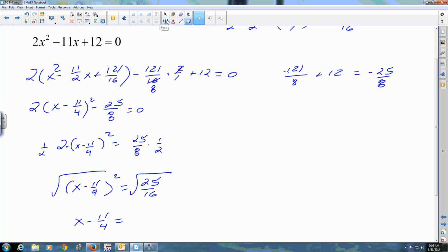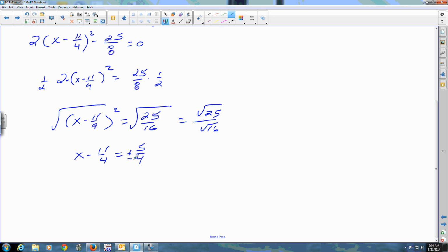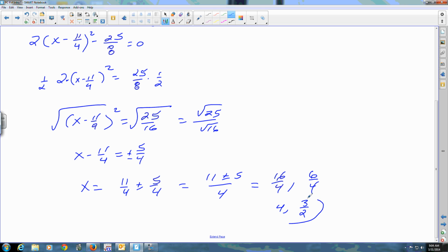So square root of 25. What I'm doing is I'm splitting this: square root of 25, square root of 16. So I have 5 fourths, plus or minus. Then you need to add the 11 fourths over. So you have 11 fourths plus or minus 5 fourths. So that's 11 plus or minus 5 over 4. So 11 plus 5 is 16 over 4, which is 4. And 11 minus 5 is 6 fourths, which is 3 halves.